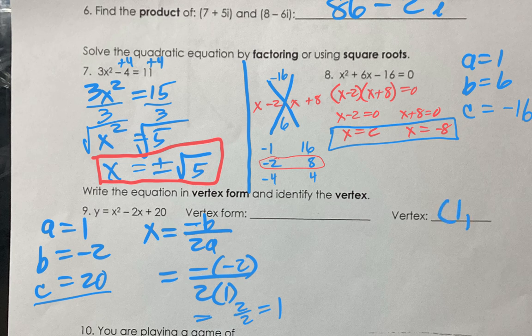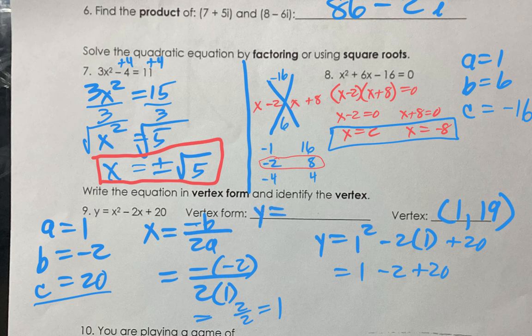If x is 1, go back to your equation to find what y is. We know that y equals x squared minus 2x plus 20. So 1 squared minus 2 times 1 plus 20. So 1 minus 2 plus 20. And that gives me 19. My vertex is (1, 19). So for my vertex form, y equals a, which is 1, so I don't need anything, times x minus 1, all of that squared, plus k, which is 19. All right, hopefully you can see that.